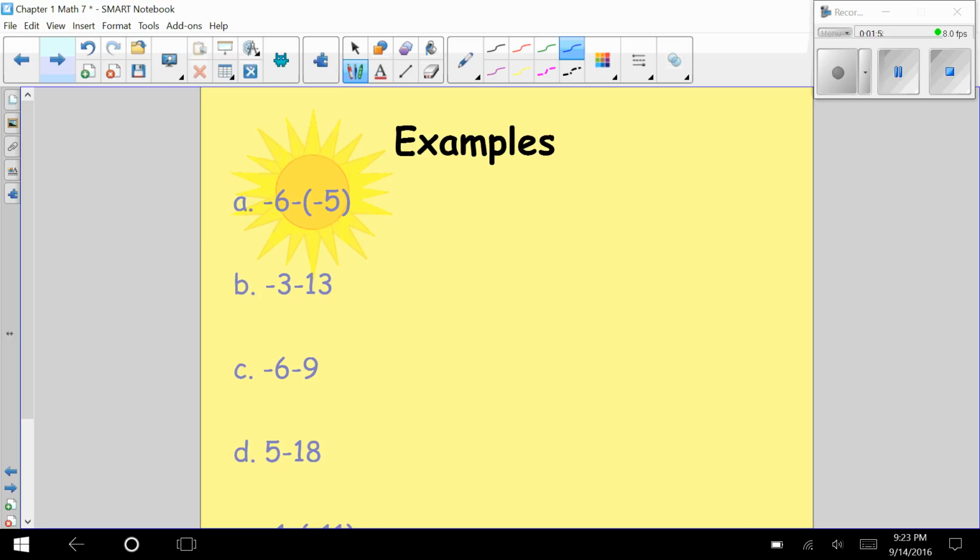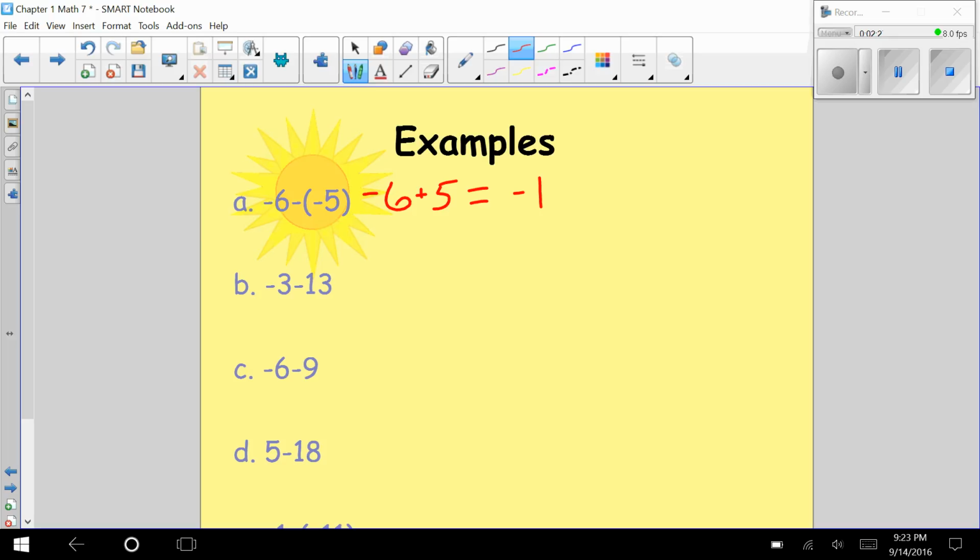So now let's do some examples of actually subtracting our integers. We're going to start by rewriting them. Just like we did on the last page, negative 6 stays the same, the minus becomes a plus, negative 5 becomes its opposite, which is positive 5. Now we use our rules for adding integers. A negative plus a positive, so I have more negatives. My answer is going to be a negative, and then I subtract. 6 minus 5 is 1, my answer is negative 1.